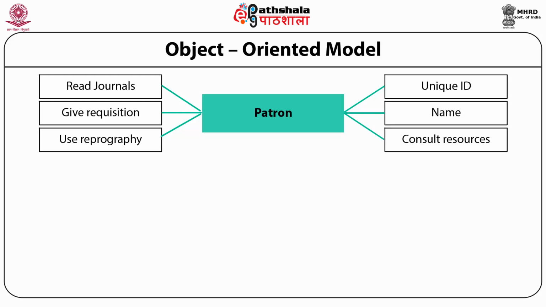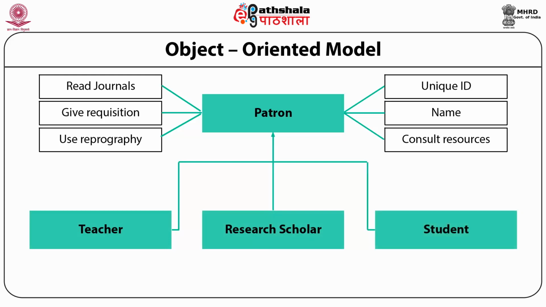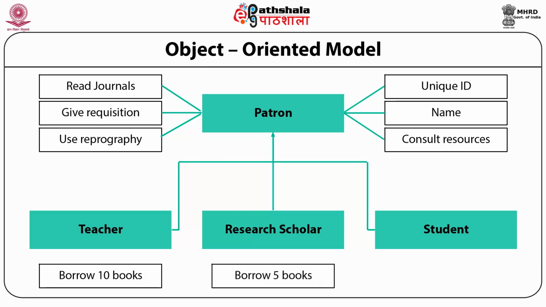Now there are 3 classes under the class patron. One is teacher, another one is research scholar, and the third one is student. So now if you see these subclasses of the class patron, the teacher can borrow 10 books, a research scholar has the privilege to borrow 5 books, a student can borrow 2 books.